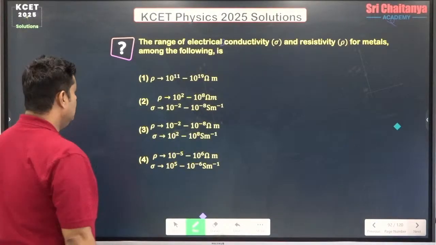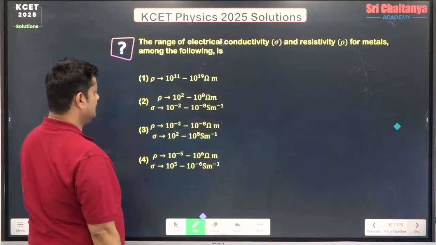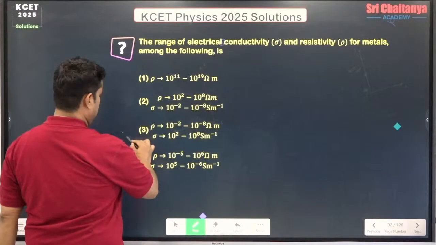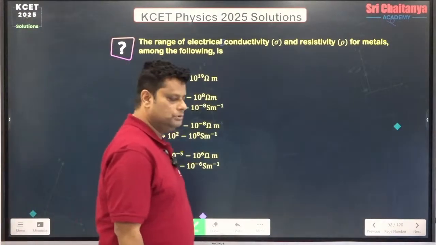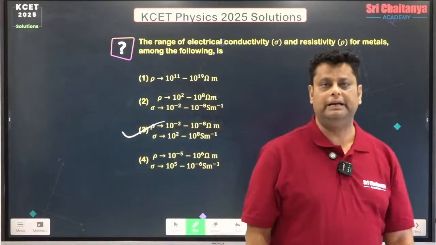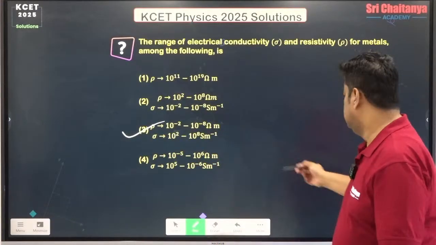What is the conductivity and resistivity for a metal? So the third option is the correct one: 10 raised to the power minus 2 to 10 raised to the power minus 8 ohm meter, and the second option is the correct option.